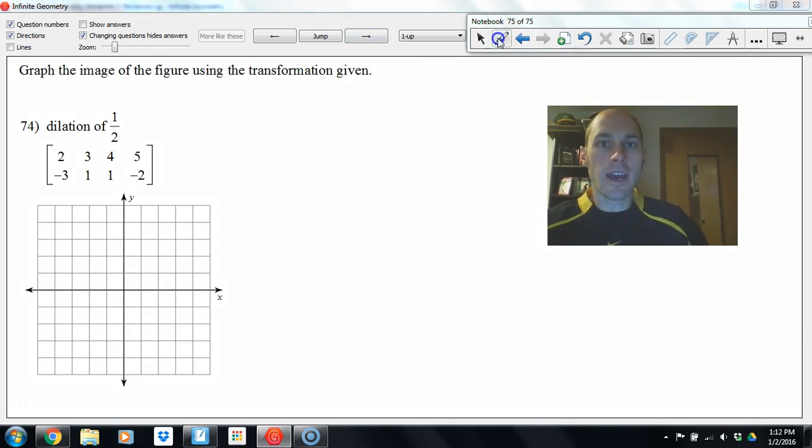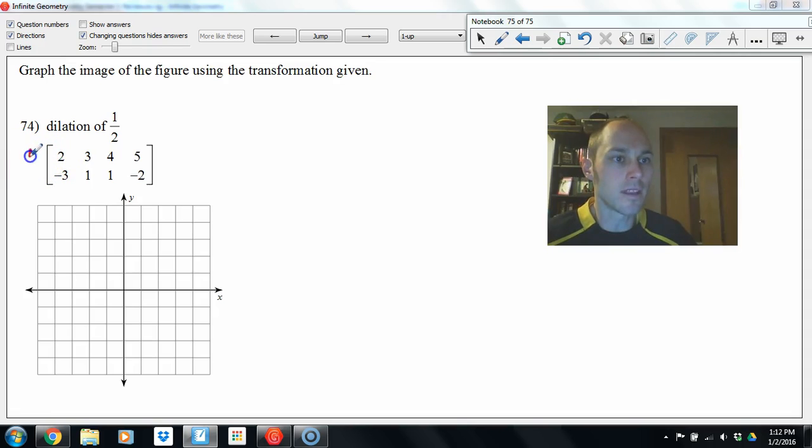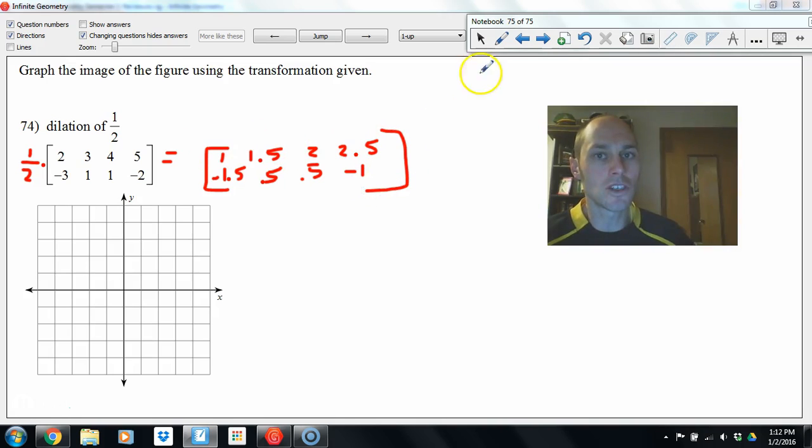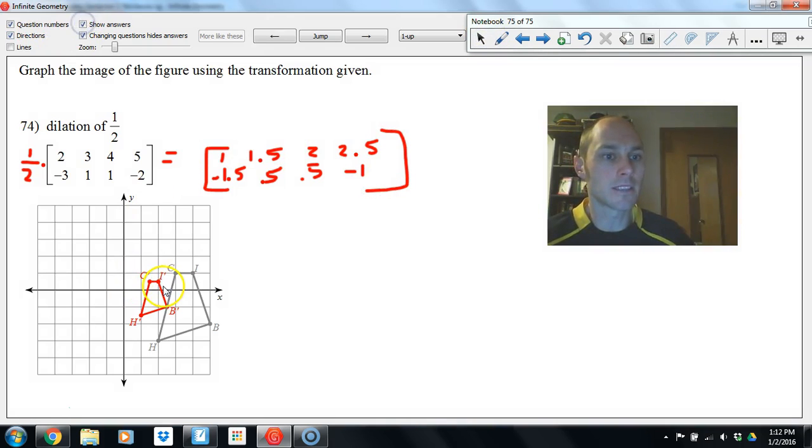A dilation of a half. So if we're dilating by a half, we're multiplying every coordinate by a half. So I can multiply everything in there times a half. So a half times 2 is 1, 1.5, 2, 2.5, negative 1.5, 0.5, 0.5, and negative 1. So this will give us our image, and if we graph them, that's how it would look.